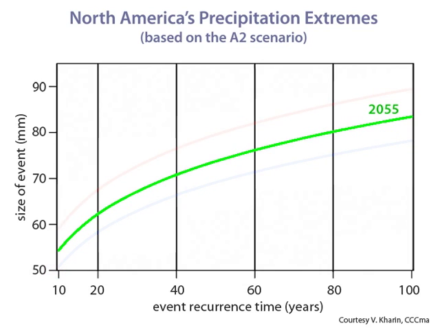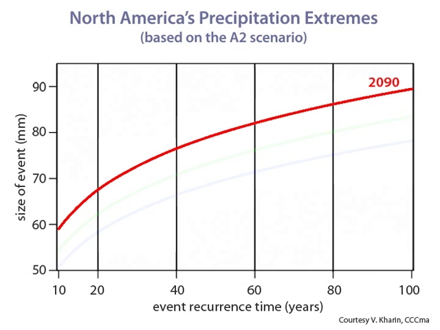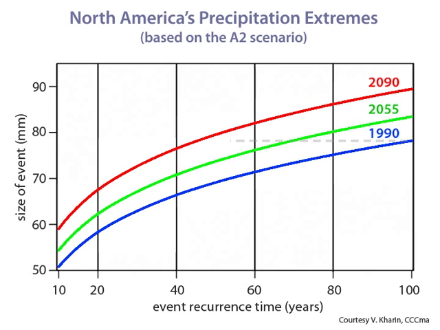The green curve shows the projected intensity of precipitation extremes in the middle of the 21st century under the A2 scenario. The red curve shows the projected changes by the end of the 21st century. Note that an event that would have been expected to recur once a century in the 1990s becomes a 70-year event in the middle of the 21st century and a 45-year event at the end of the century.